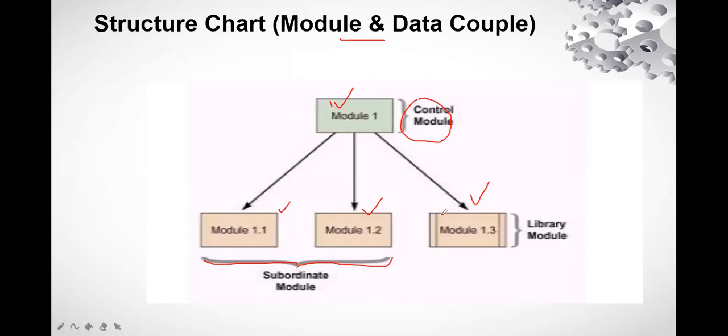Next, we have the library module. This 1.3, as I told you, is how we represent the library module: a rectangular box with a double line at the ends.